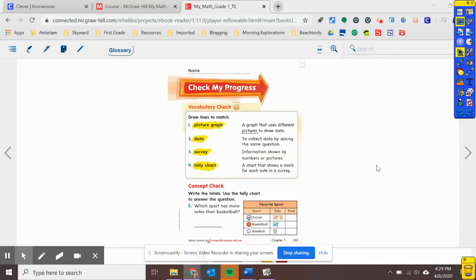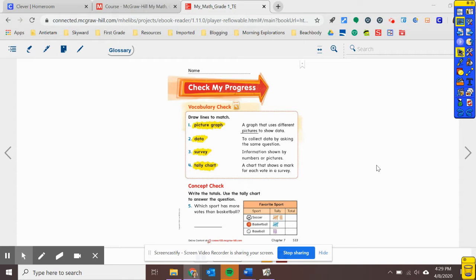Hello, first grade. Today we are going to be doing the Chapter 7, Check My Progress. So you need to have your pencil in front of you. You also need to have your math book. And I need you to please turn to page 533. That's 533. If you need time to find the page, go ahead and pause the video.